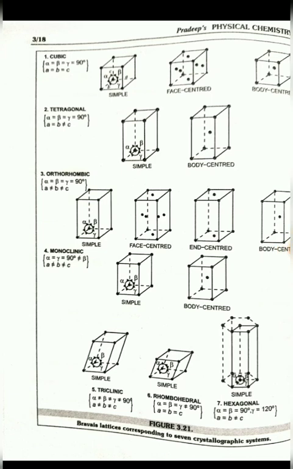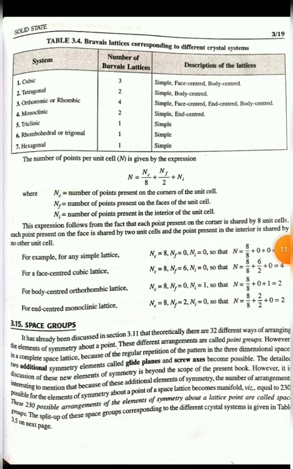These are some Bravais lattices corresponding to 7 crystallographic systems. Now next is table 3.4, Bravais lattices corresponding to different crystal systems. System: cubic. Number of Bravais lattices 3. Description of the lattice: simple, face centered, body centered. Second, tetragonal. Number of Bravais lattices 2. Description: simple, body centered. Third, orthorhombic or rhombic.